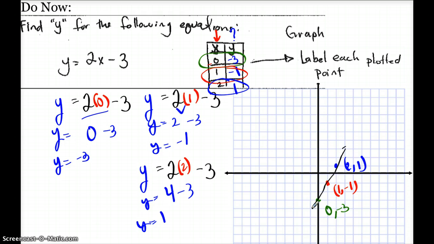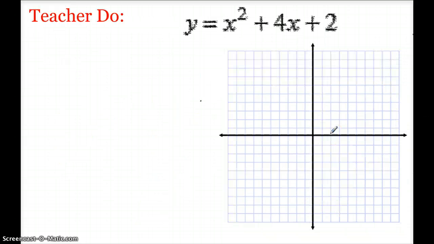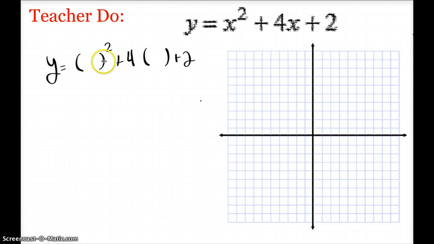Okay, we're going to be doing the same thing today with our quadratics. This is the graphing portion and the labeling. Here are the labels. There's the graph. Okay, teacher did number 1. I'm going to write this equation. Y equals x squared plus 4x plus 2. Okay, the x values are going to be going inside those parentheses. So let's make our table of x and y values.